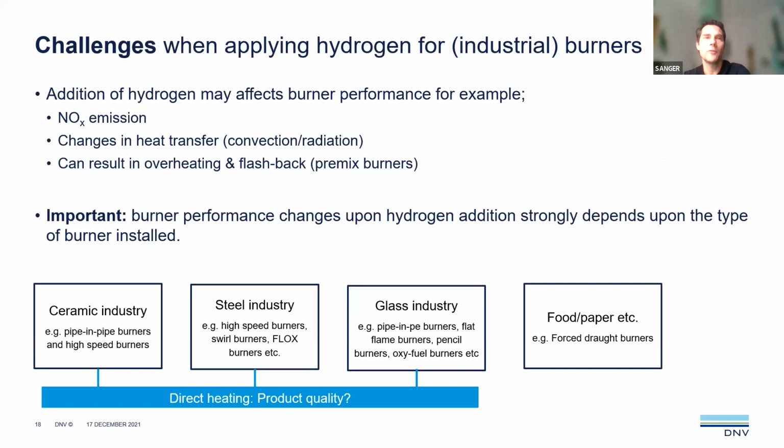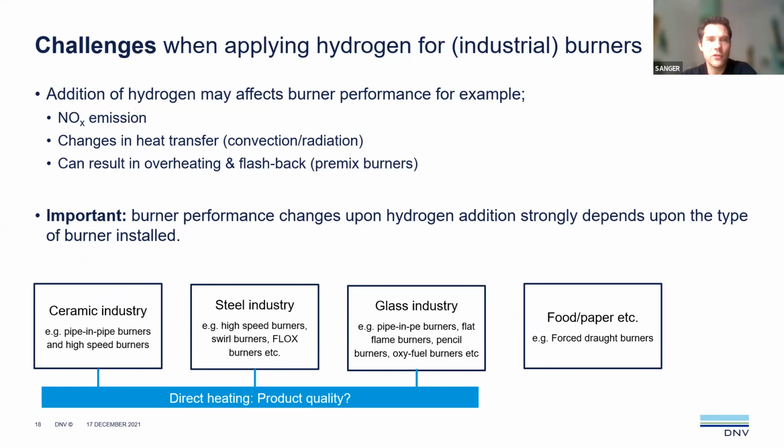So there are some challenges when applying hydrogen for industrial burners. Like I already mentioned, the NOx emission can change. Also there are changes in heat radiation, both convective and radiative, of course. We can get overheating of the burners. We can have flashback. But it's very important to mention that the effect strongly depends upon the type of burner which is installed in the industry.